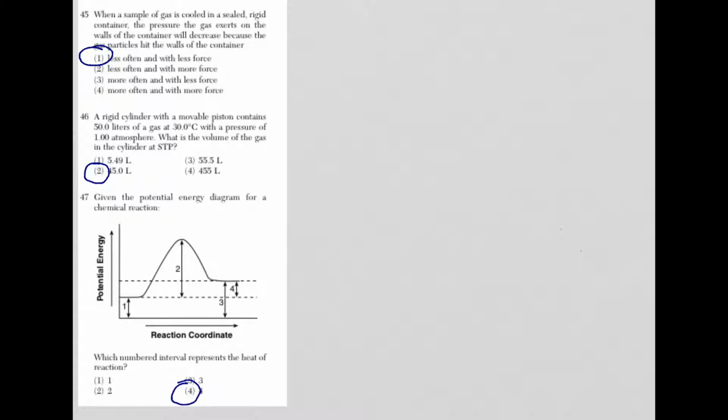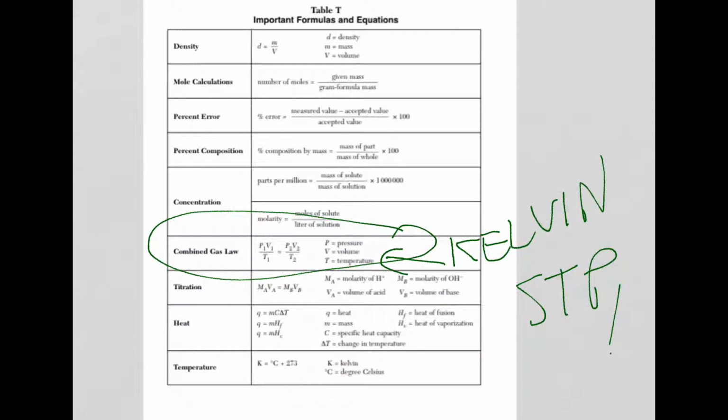And now the explanations. Alright, well, question 45 is asking about a gas and talking about pressure, and you're in a cooled, sealed, rigid container, so you're dealing with volume. Don't forget you have one combined gas law equation for the gases here on reference table T. And you'll notice I already wrote in Kelvin and STP. That's really for the next question, but we could use it also to explain this one.